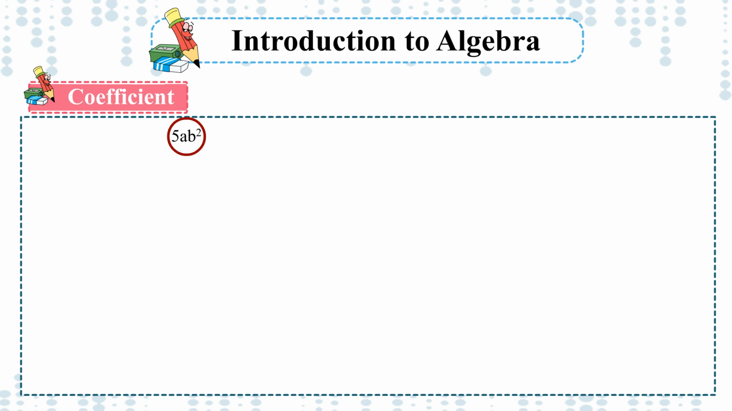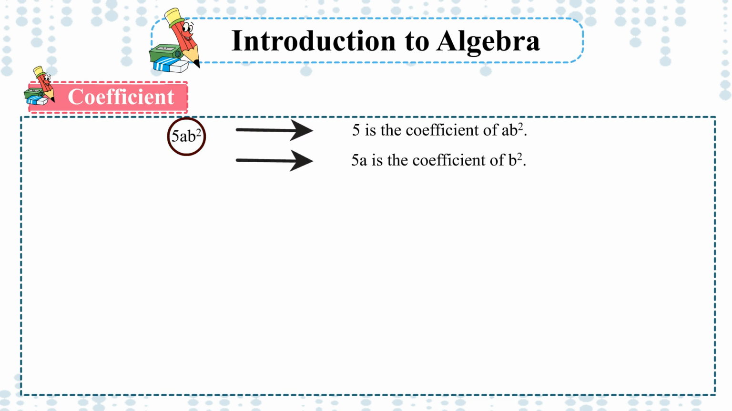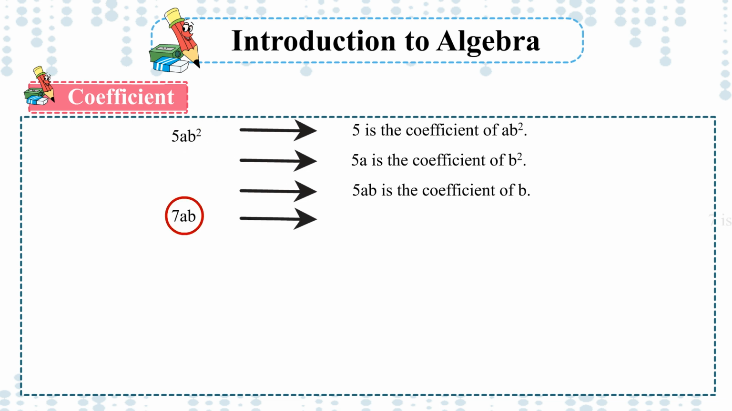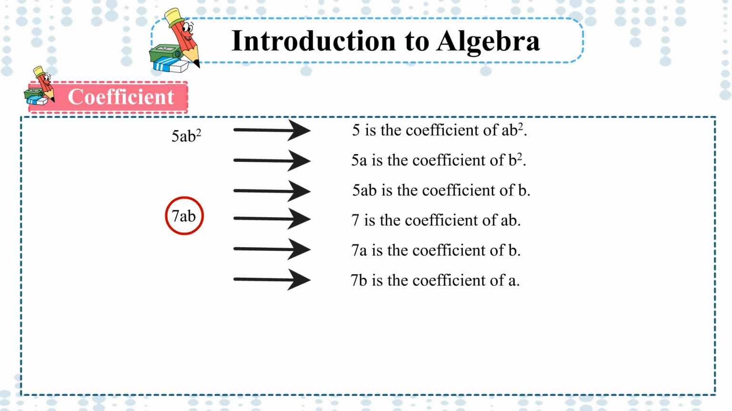5ab raised to the power 2. 5 is the coefficient of ab raised to the power 2. 5a is the coefficient of b raised to the power 2. 5ab is the coefficient of b. 7 is the coefficient of ab. 7a is the coefficient of b. 7b is the coefficient of a.